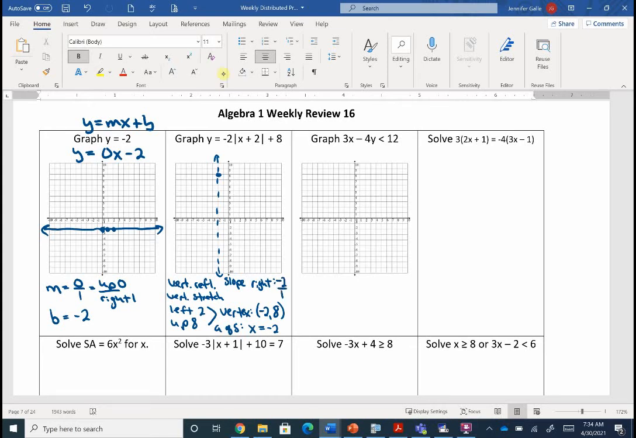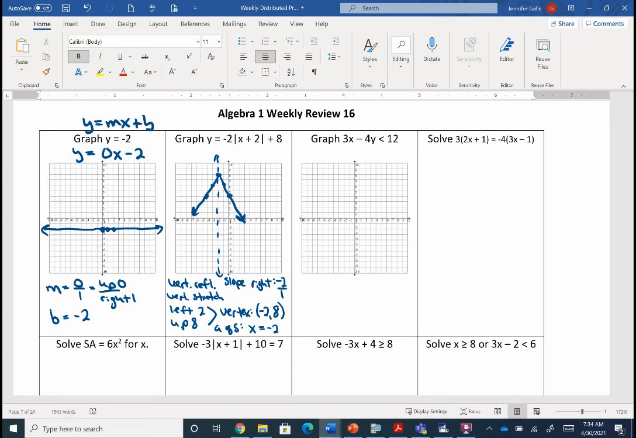So on the right side of my graph, I go down 2, right 1, down 2, right 1. And then remember, absolute value graph is symmetric, so just reflect each of those points over. And we have our graph. It's that nice V shape. Both sides are straight lines.